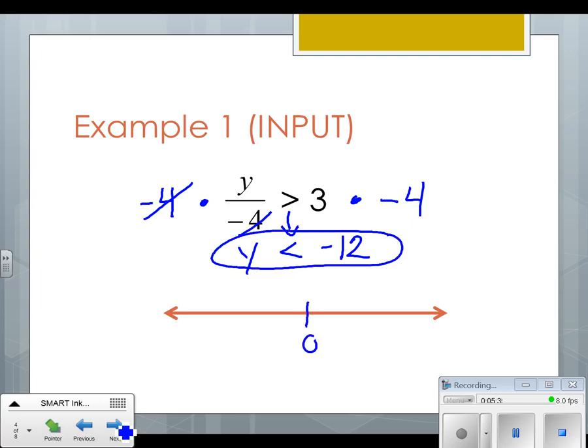I'm going to place 0 here. So negative 12 is to the left. It'd be open because it's not included, and less than would be shaded to the left. And so you could pick an example like negative 20. Negative 20 is shaded, so put negative 20 in for y. Negative 20 divided by negative 4 gives you 5, and 5 is greater than 3.